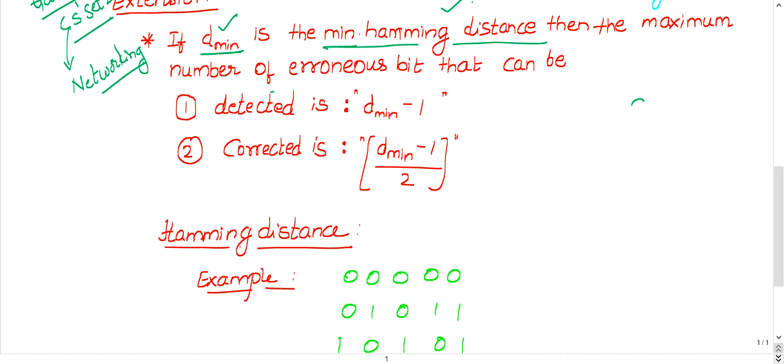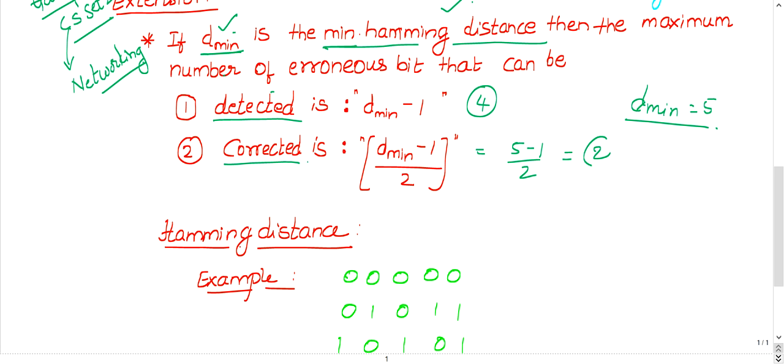So if I say d min is 5, then how many errors can I detect and how many can I correct? That's the question. Suppose d min is 5, then you can detect a maximum of 4 errors. Minimum 4 bits of errors you can detect. And how many you can correct is (5 minus 1) by 2, which is nothing but 2 bits you can correct. Maximum 2 bits. Remember the word maximum. Maximum you can detect and correct, and the distance is the minimum distance. Try to remember this. I'll give an example in detail.